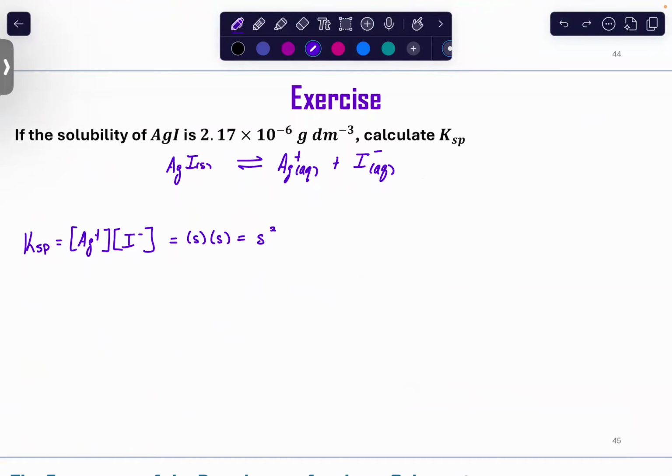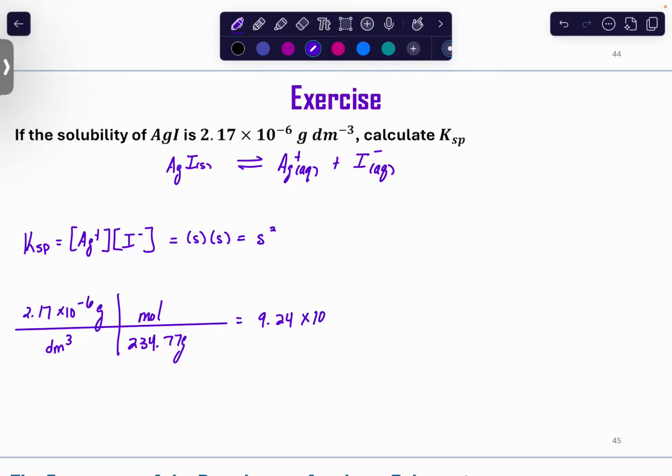So the first thing we have to do... The cubic decimeter is fine. We want it to stay there. Our silver iodide, we want to do grams per mole, and that's going to give us... Okay, now I can just take that and put it right in here.